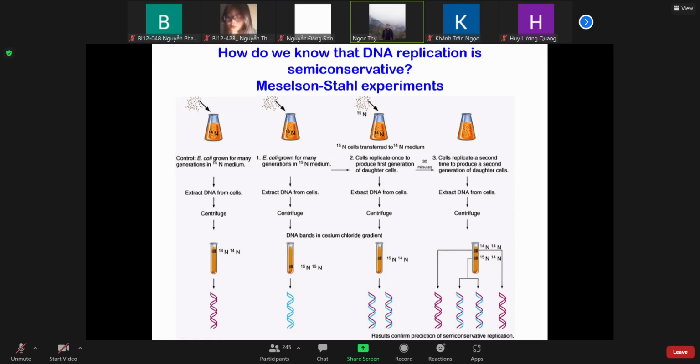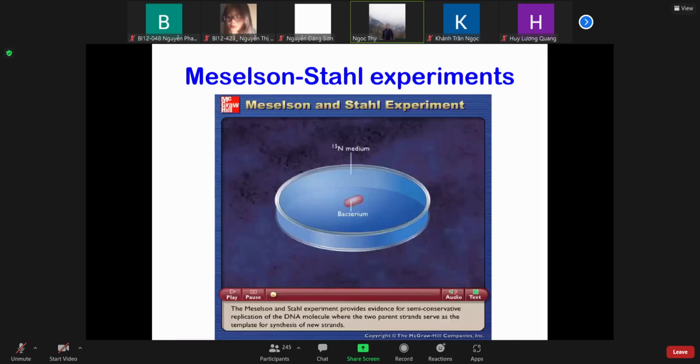Based on this method, they proved that DNA replicates inside E. coli following semi-conservative replication. So let's watch a small animation to demonstrate the experiment of Meselson and Stahl.